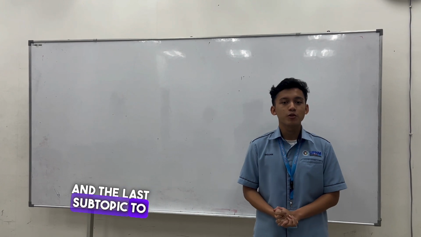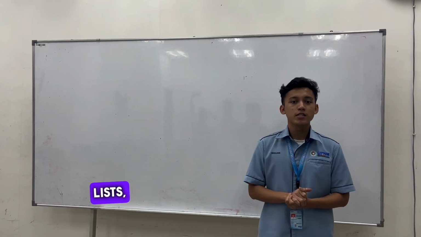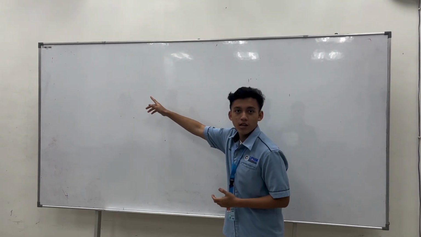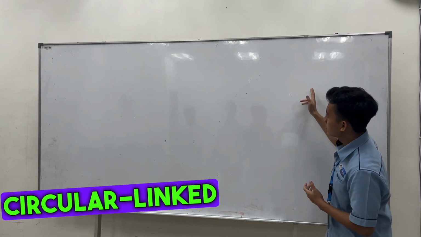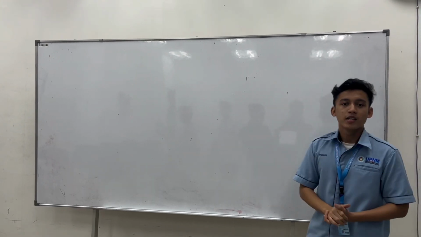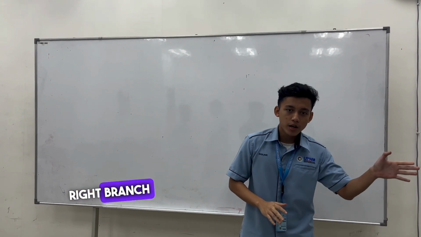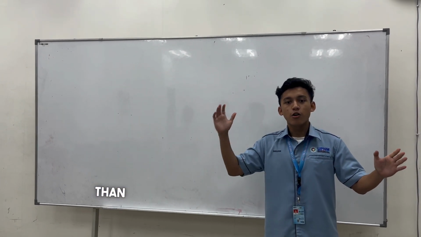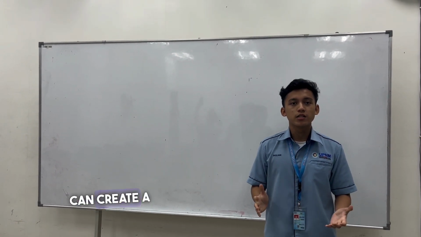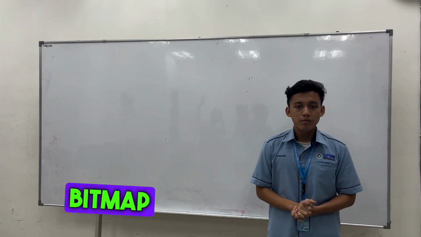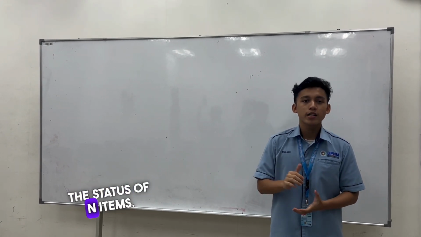And the last subtopic to be discussed is kernel data structure. It has three types of linked list, which are singly linked list, doubly linked list, and circular linked list. It also has a binary search tree. The number in the right branch has to be greater than or equal to the number in the left branch. Also, a hash function can create a hash map. Lastly, a bitmap is a string of n binary digits representing the status of n items.